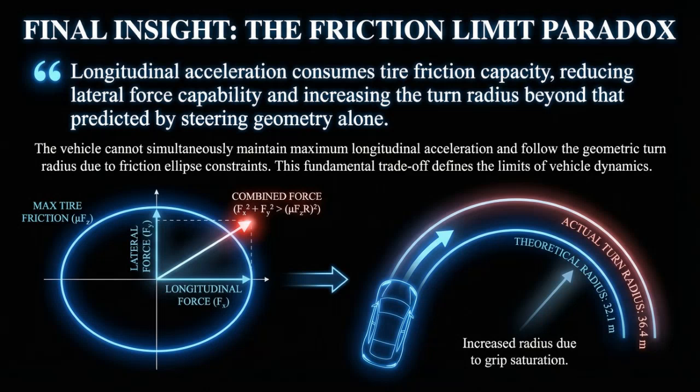This reduces the friction left for cornering, so the maximum lateral force drops. As a result, the vehicle cannot follow the tight turn radius predicted by steering geometry alone. Instead, the actual turn radius becomes larger because lateral grip is limited. In simple terms, a tire cannot give full acceleration and full cornering at the same time. This limitation is captured by the friction ellipse, which shows that longitudinal and lateral forces must share the same friction budget. The key takeaway is the vehicle must trade acceleration for cornering, and this trade-off defines the true physical limits of vehicle dynamics, regardless of motor power or steering input.